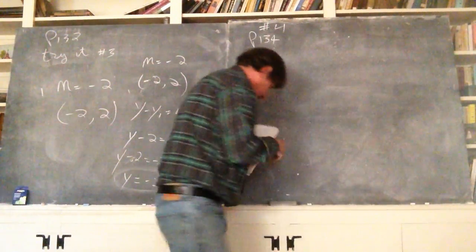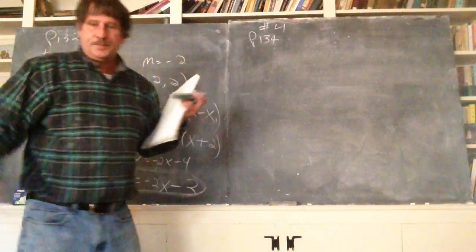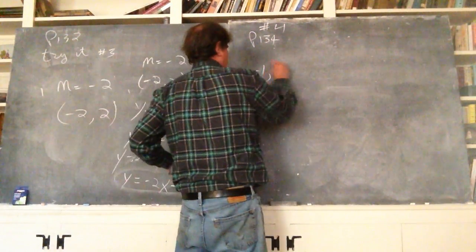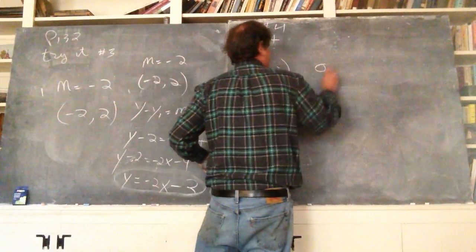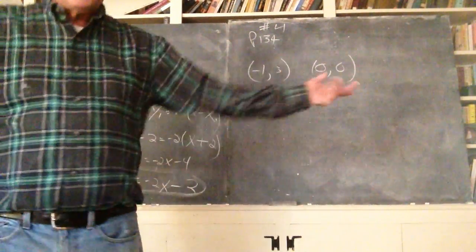And it says, can I get it from here, I wonder? Negative 1300. You have two points, negative 1, 3, and another one, 0, 0. And it's saying write the equation of the line. Just write the equation of the line.